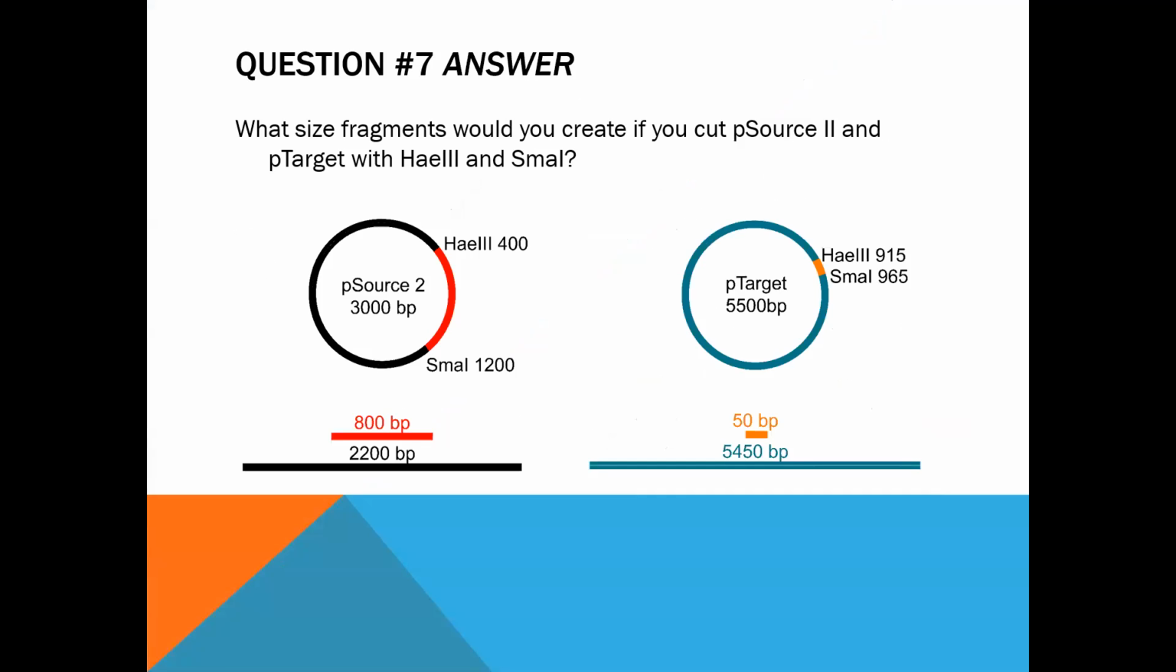that we would have a piece of 800 base pairs that has our miraculin gene in the backbone that is just extra crap. And then on the target, we would have lost out 50 base pairs. And then we would have our backbone that has our ampicillin resistance gene and everything that was in it for the first part.